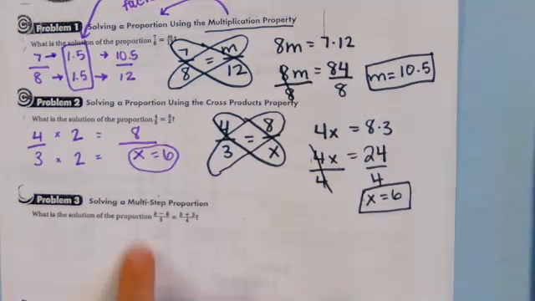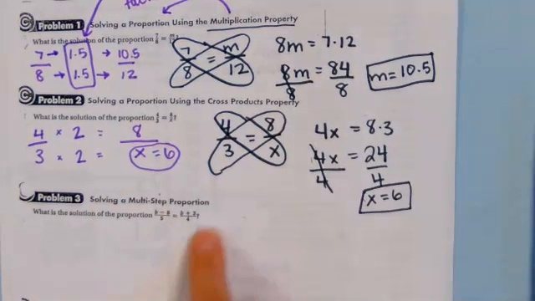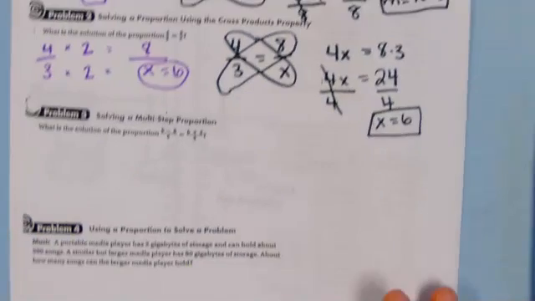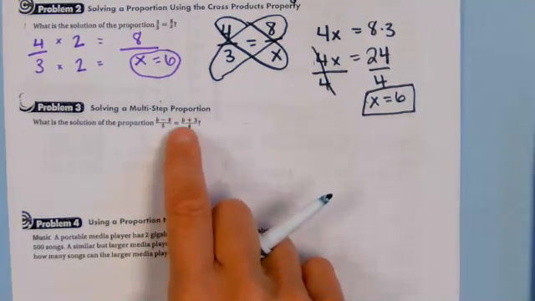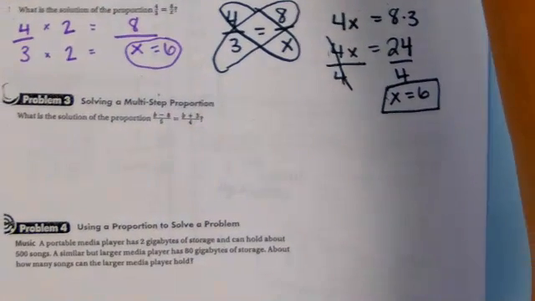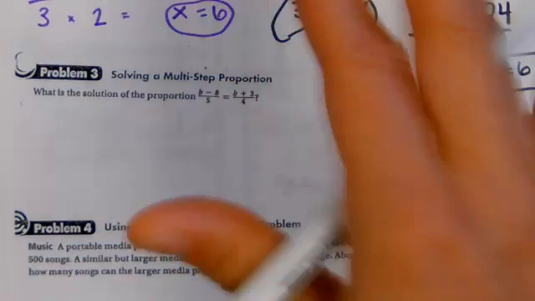Now, here is where it gets a little weird, right? Because in this case, it's a multi-step. You have more than one b in this problem. Not only that, but you also have adds and subtracts and a bunch of different stuff. So your best bet on the ones like this is to use cross products, okay?